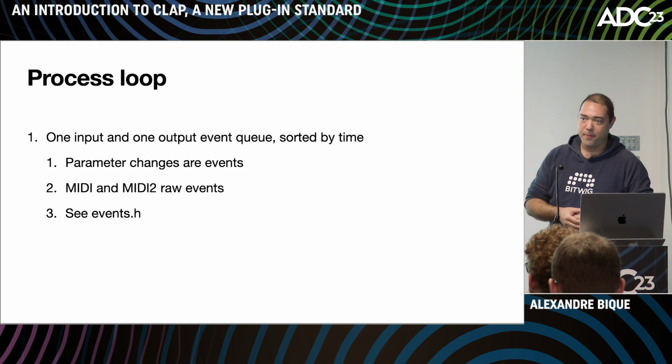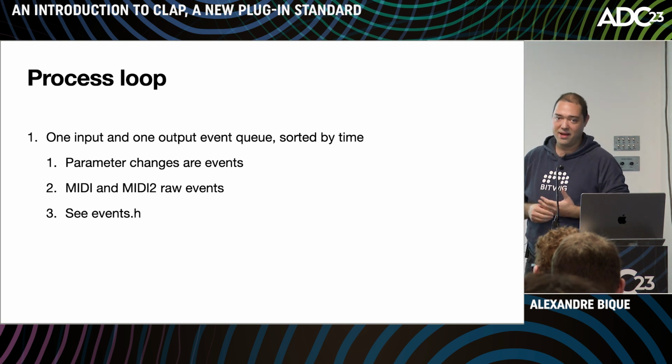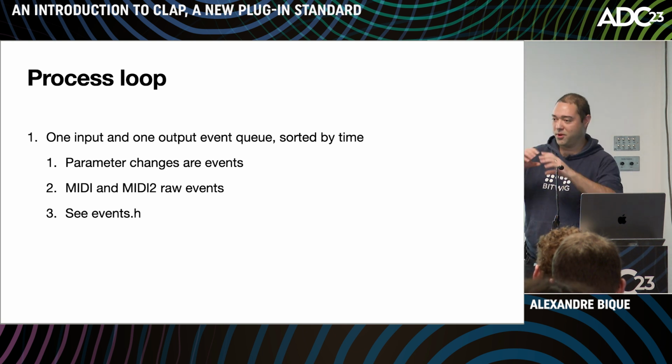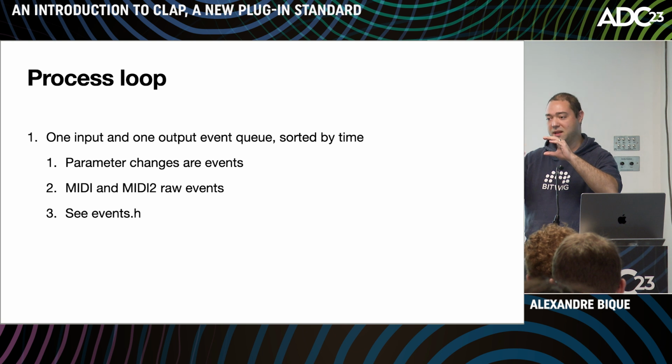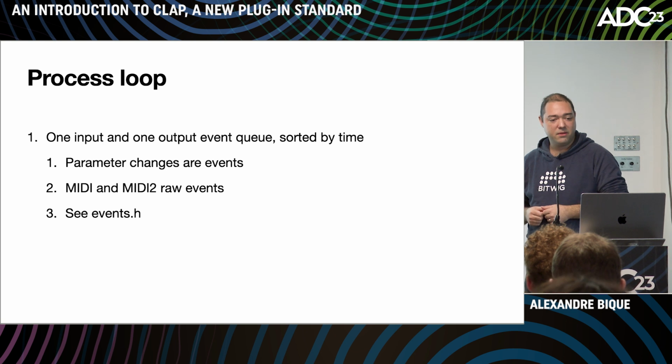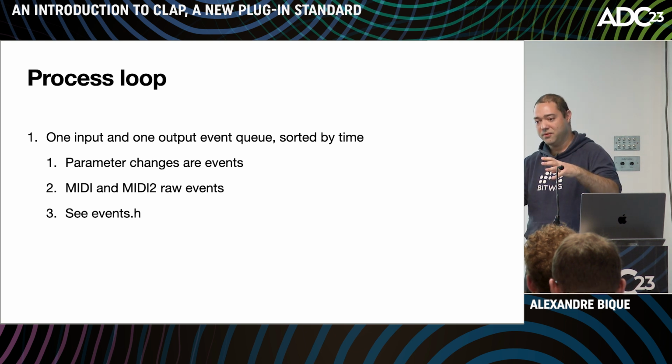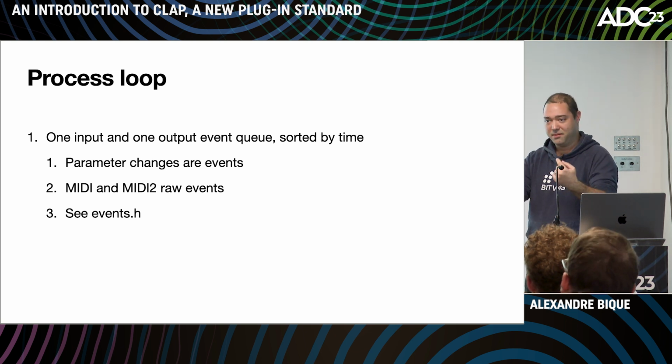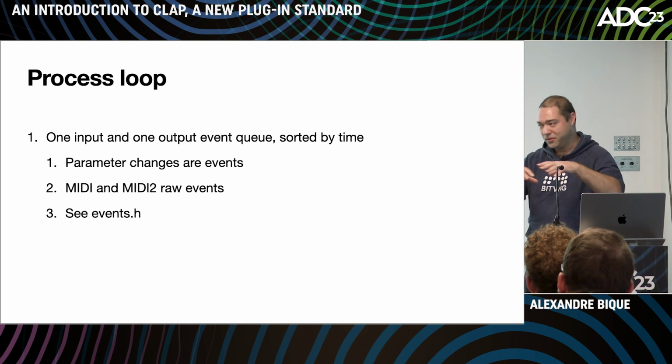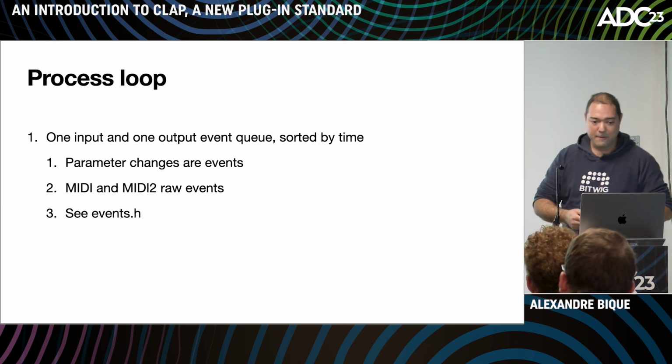We also have multiple note dialects. So your plugin can say, I want to talk using MIDI MPE, MIDI1, the Clap native note dialect, or MIDI2. It can be very interesting if you make a hardware device, you want to embed some DSP, but you have MIDI2 input and output, and you want to wrap that into a host.